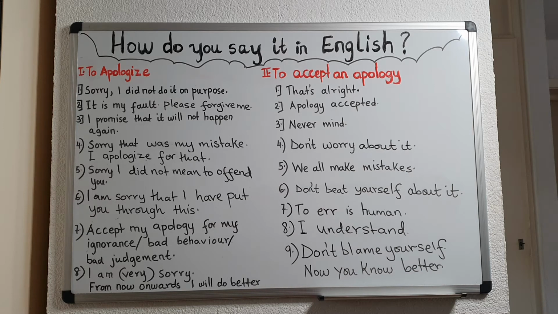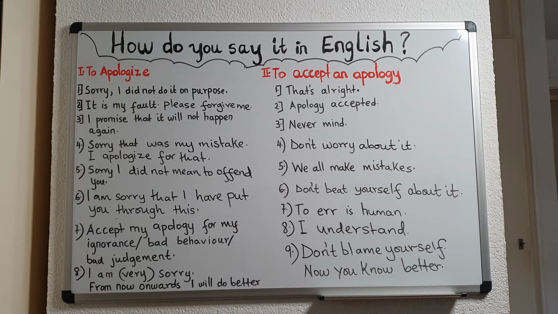Okay? Number 3, "I promise that it will not happen again." So in this case, you have done something wrong. You accept that it was your fault, it was your mistake, and you want to assure the person that you have offended that you will never do that again. Okay? So you would say, "I promise that it will not happen again."